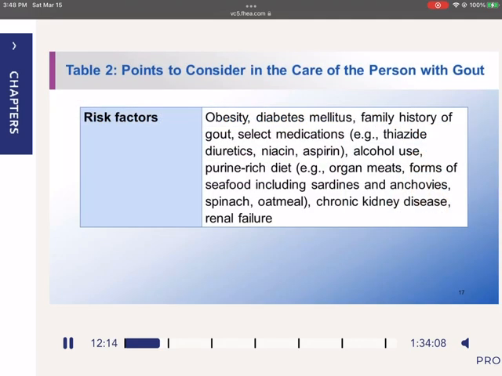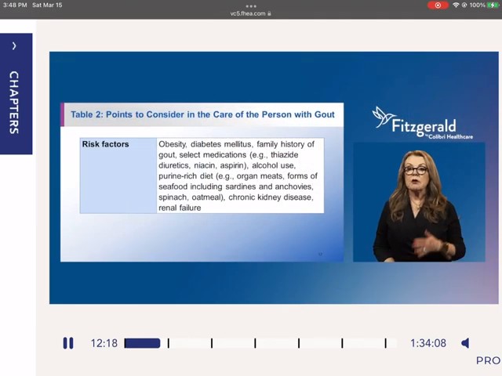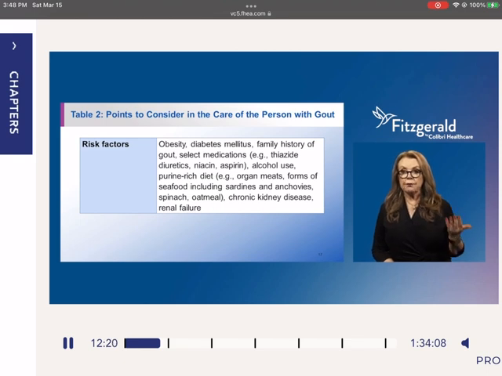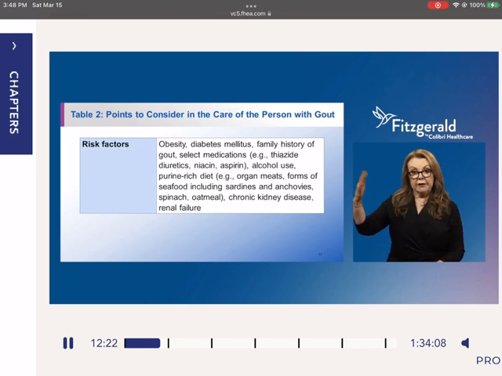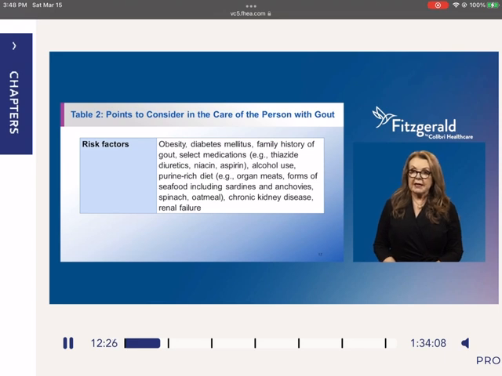What are some of the points to consider in the care of the person with gout? First, look at the risk factors: obesity, diabetes, family history of gout, which is what Joe had, the use of select meds like thiazide diuretics, niacin, aspirin, alcohol use, particularly daily alcohol use, and a purine-rich diet: lots of organ meats, forms of seafood, including sardines and anchovies, spinach and oatmeal.